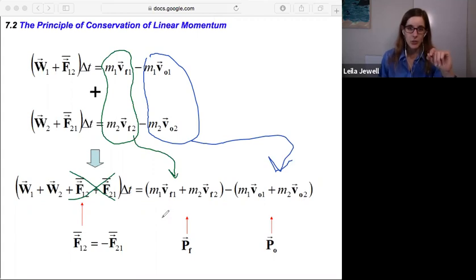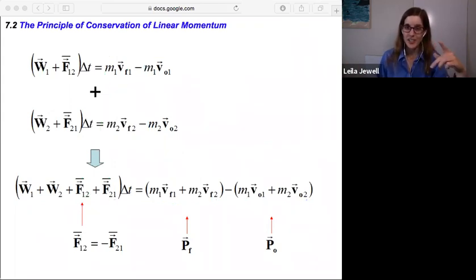So even though we're grouping 1 and 2 things here, this is going to be the total system's final momentum of being mass 1 times final velocity 1 plus mass 2 times final velocity 2. So we can describe that as P final, and then minus, this is the system's initial momentum. This was a lot of condensing down, but let's hang with it just a little longer. It's all going to come together.